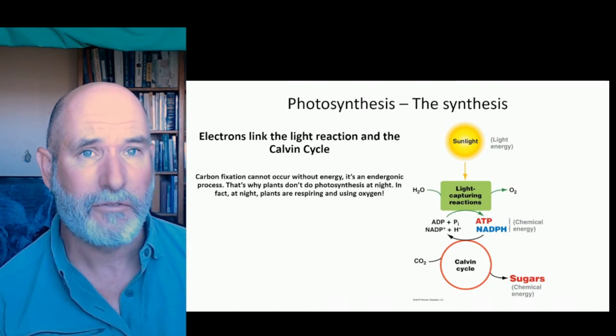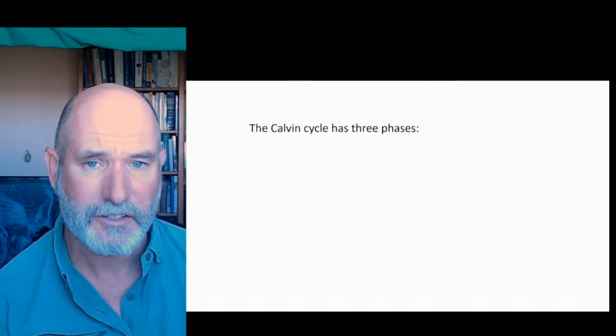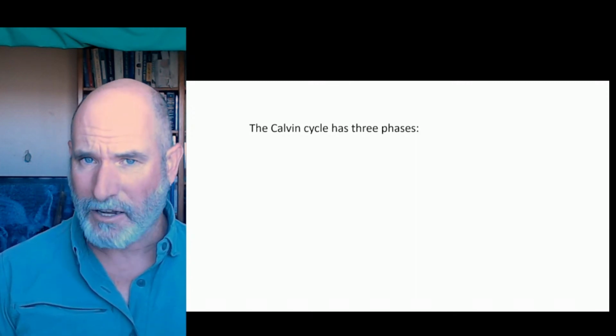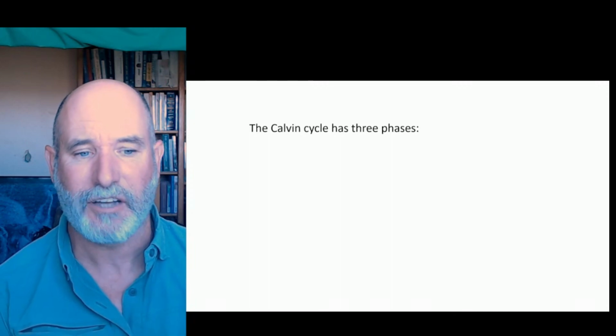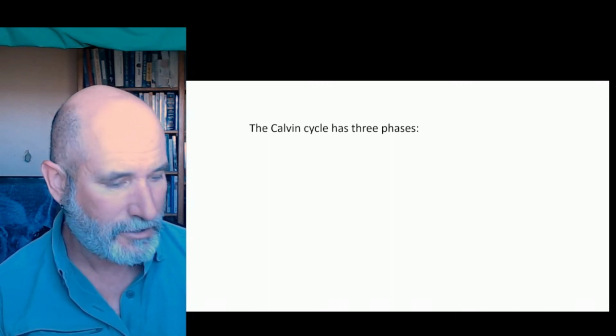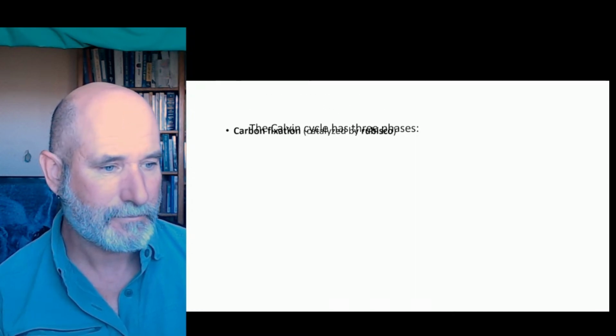You can't have carbon fixation without the energy. This is an endergonic process. So the Calvin cycle has 3 phases. One thing that we're not going to do here is memorize all the chemical reactions, the entire metabolic pathway. We're going to do things a little bit different here. So, here we go.